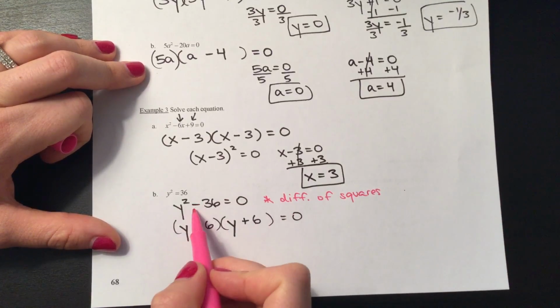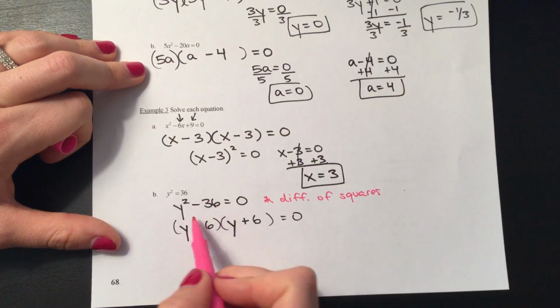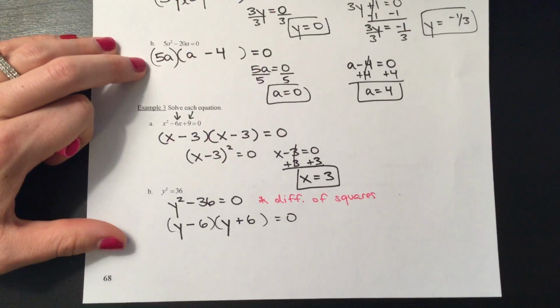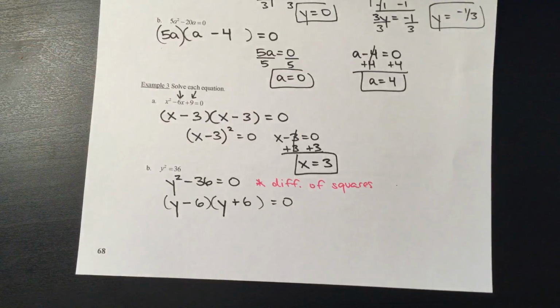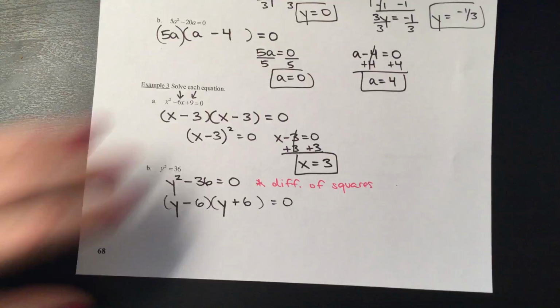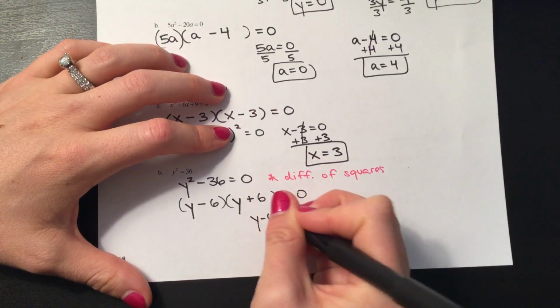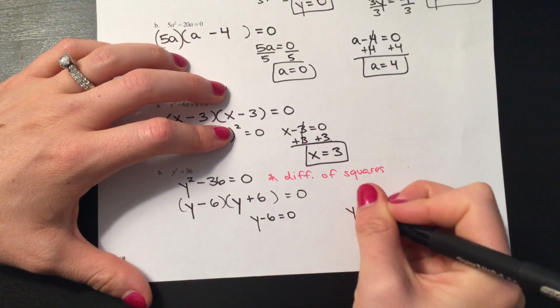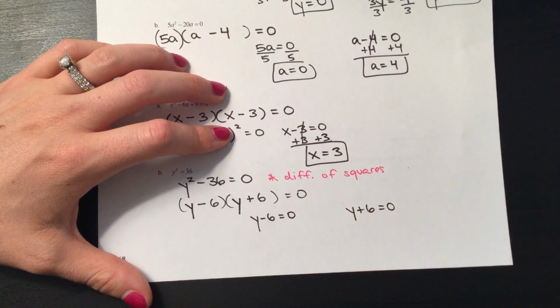So difference means it's set up like subtraction, and there are just two pieces and they're both perfect squares. So this only works if you have a perfect square value right there. Okay, so now we set them each equal to 0. Set y minus 6 equal to 0. Set y plus 6 equal to 0.